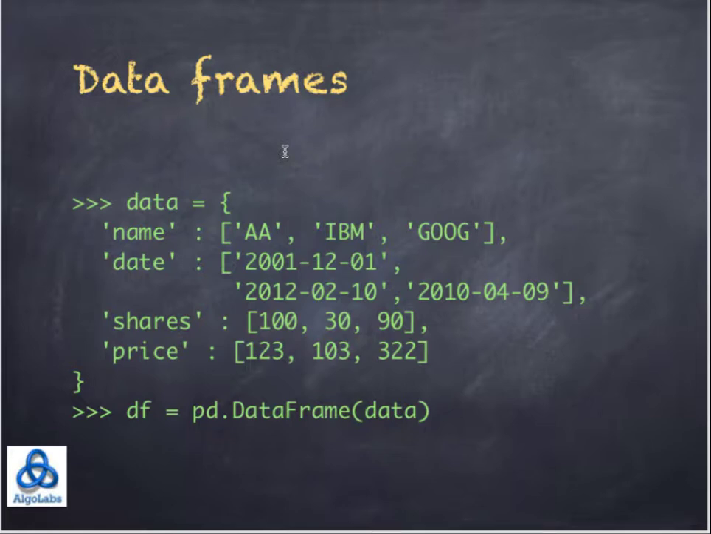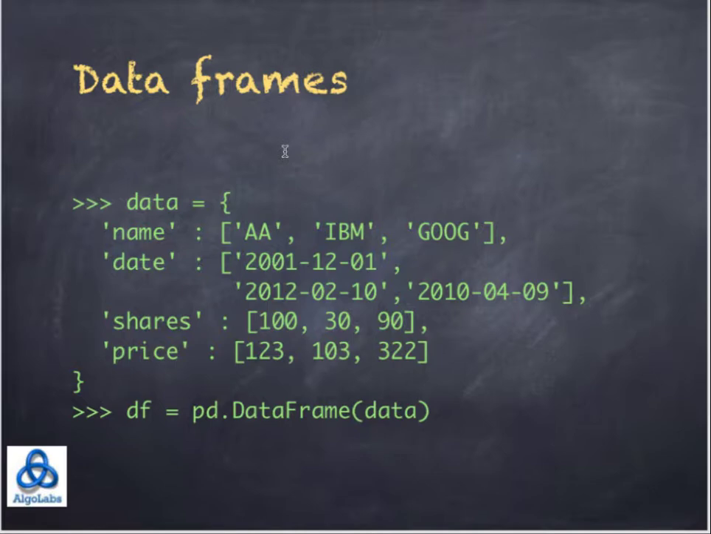A two-dimensional version of this is called a data frame. So here we provide a dictionary where the key values will turn out to be the column headings, and each of the values associated with the keys will be the rows in the corresponding column. So here we have four columns called name, date, shares, and price. Each column has three entries. These will be the three entries in that column. So we are supplying the table in a kind of column by column manner.